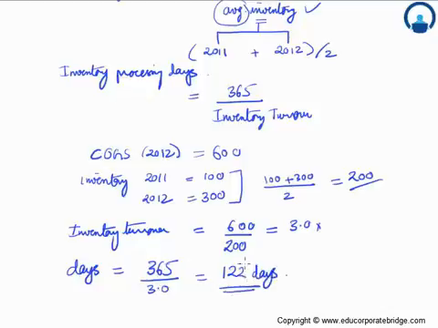So what do we interpret by this 122 days? We can say that the time taken for the raw material to be processed into work in progress, and from work in progress to finished goods, and to the time where the sales process is just complete, this whole time is basically 122 days for the company.